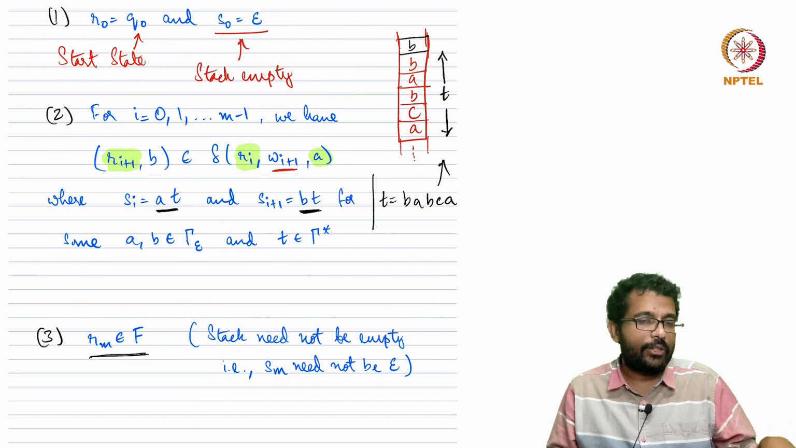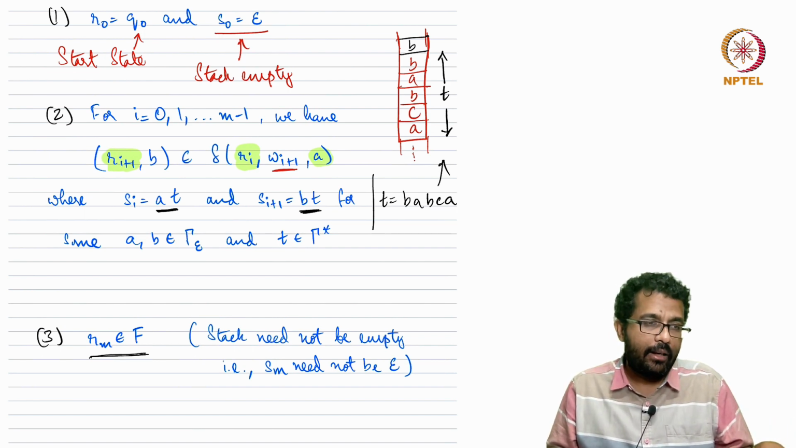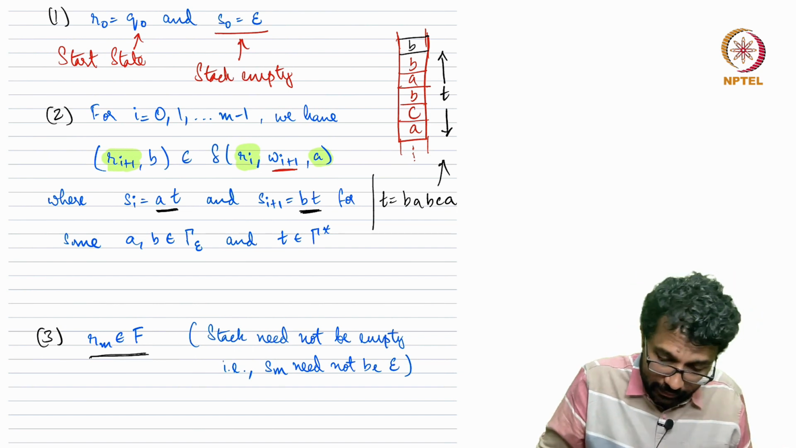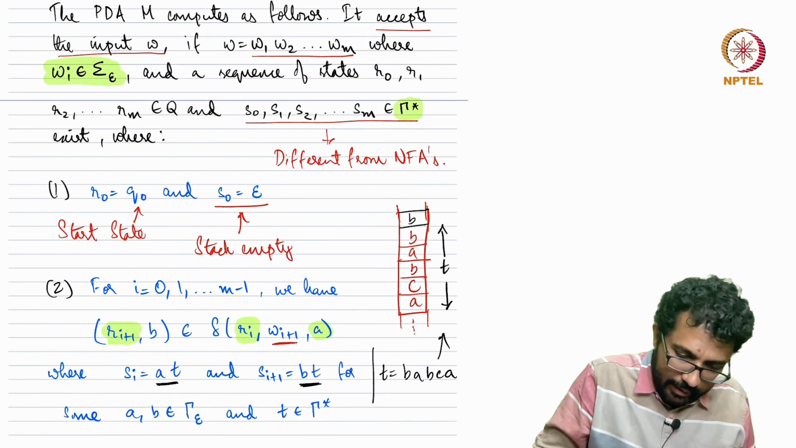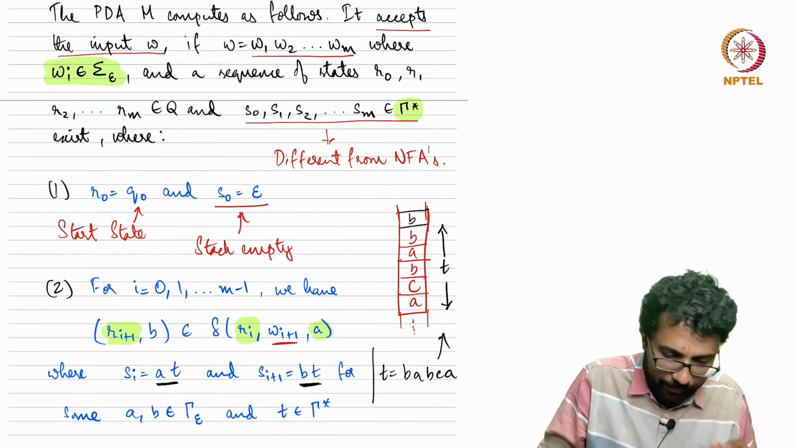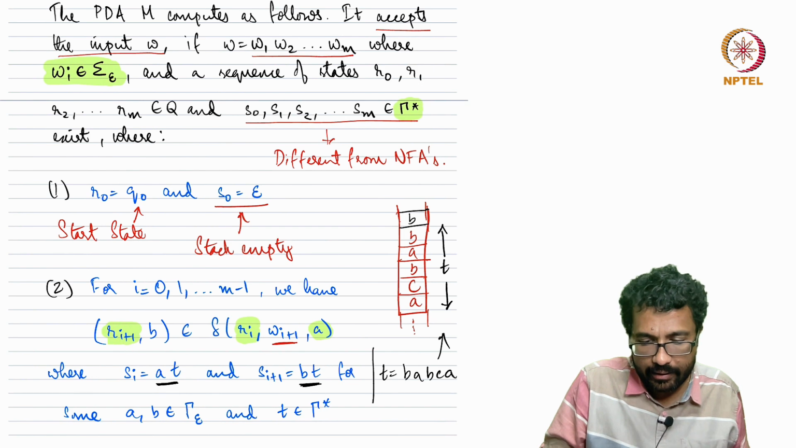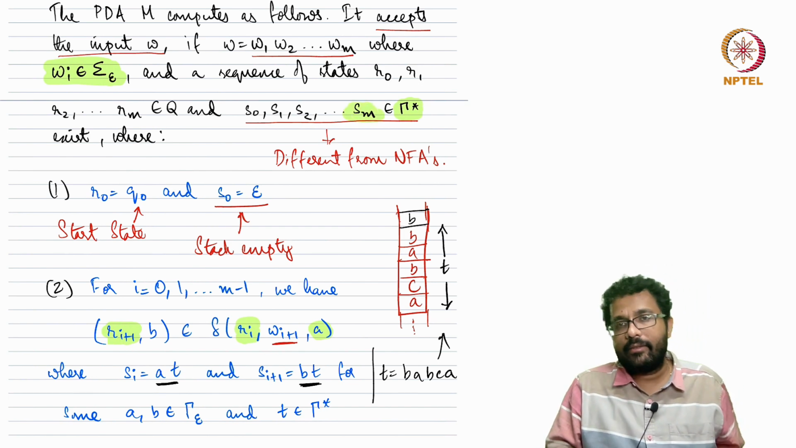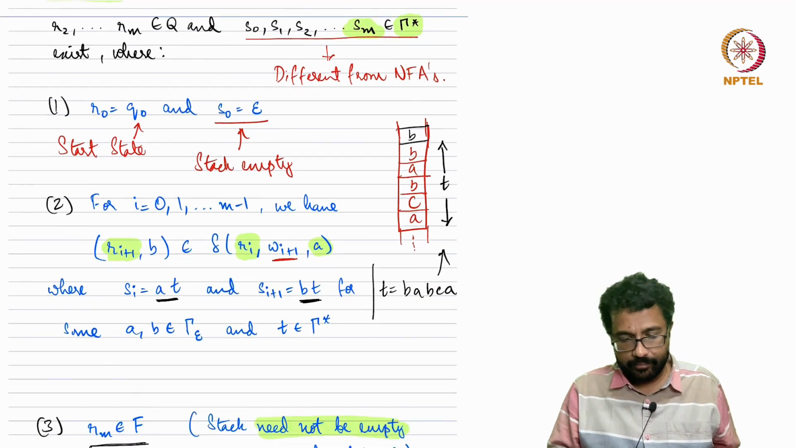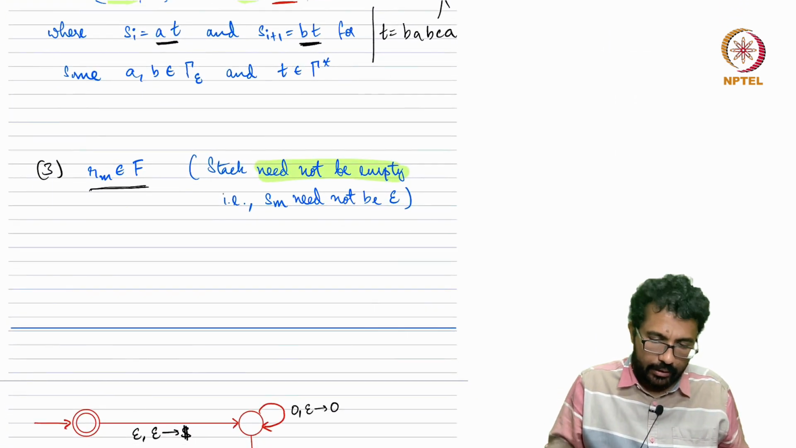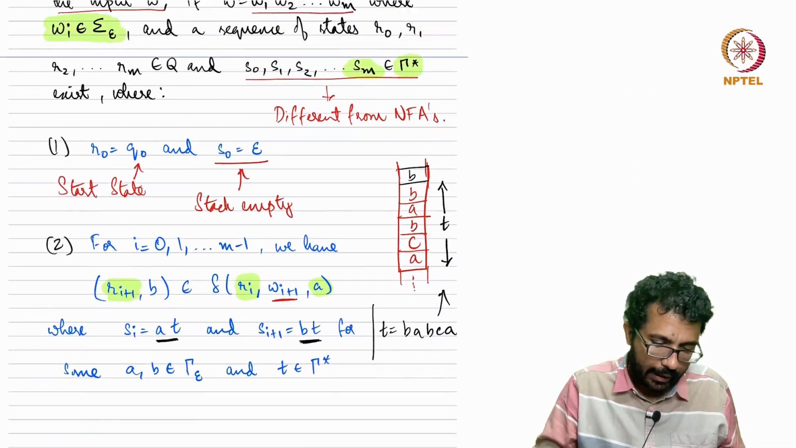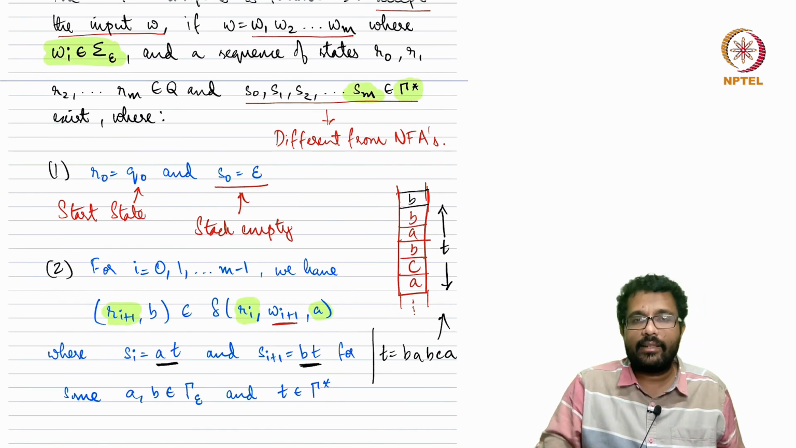The only thing is that once you read the input string, we should be at an accepting state. The stack need not be empty. In other words, in the sequence of stack configurations, the string in the stack need not be an empty string for it to be accepted, right. So these are the rules for accepting a certain string.